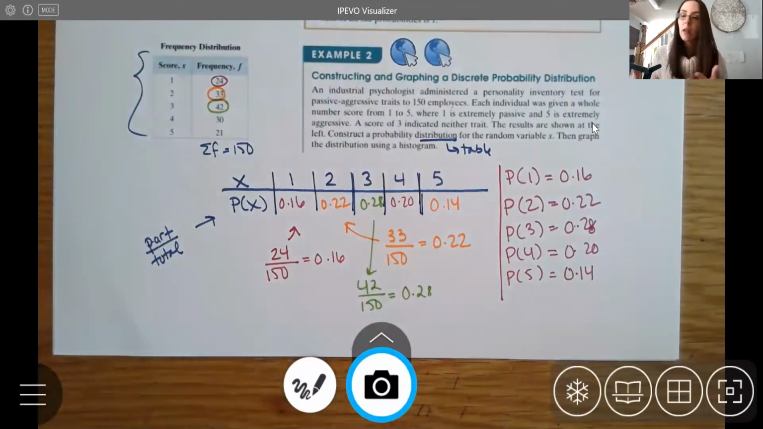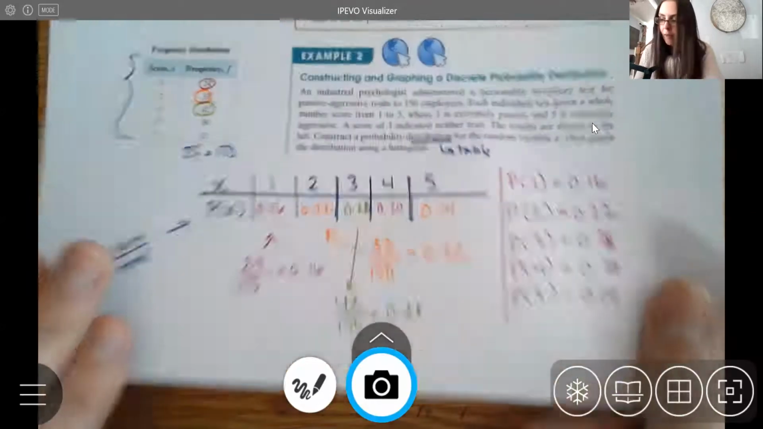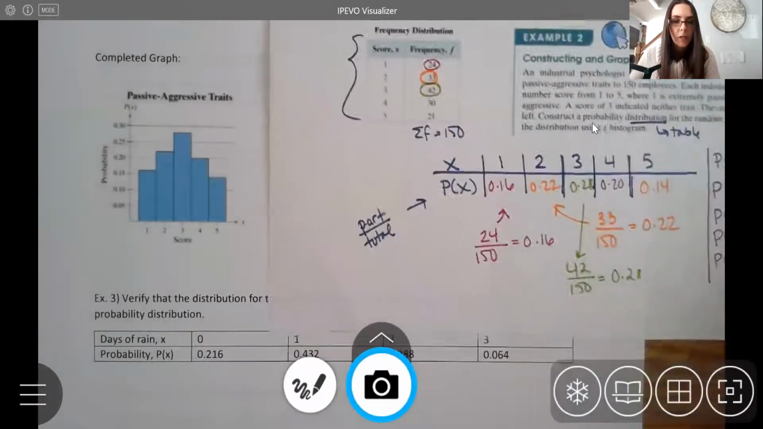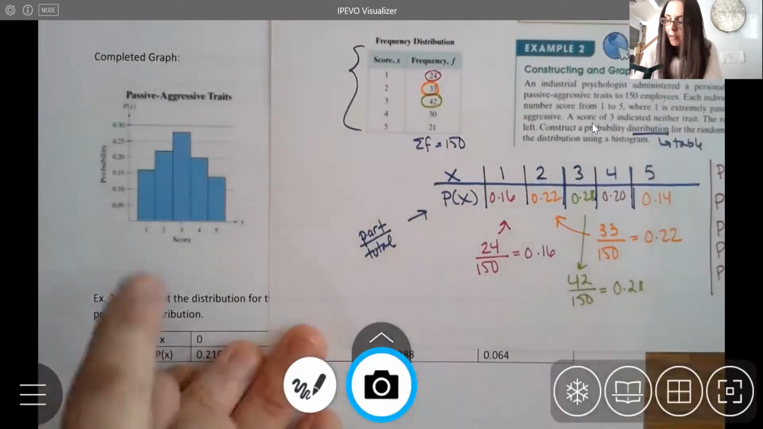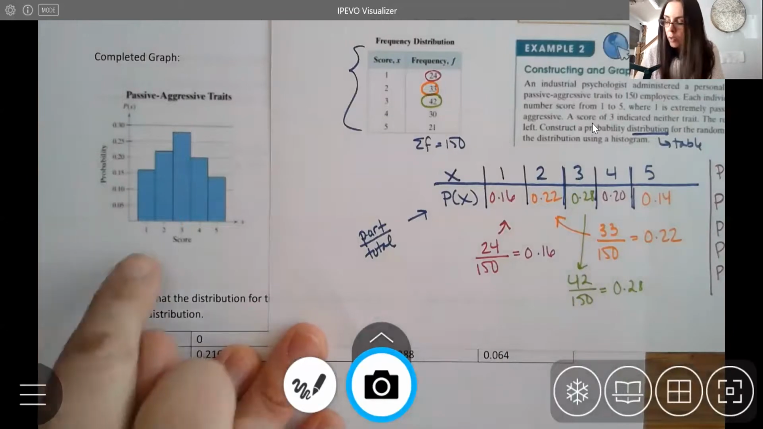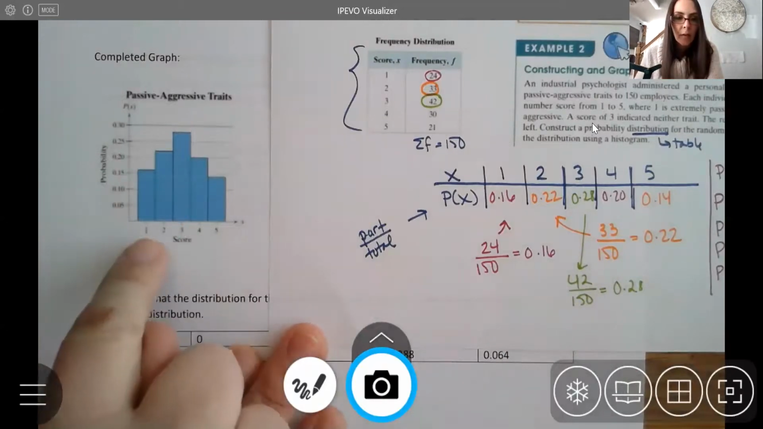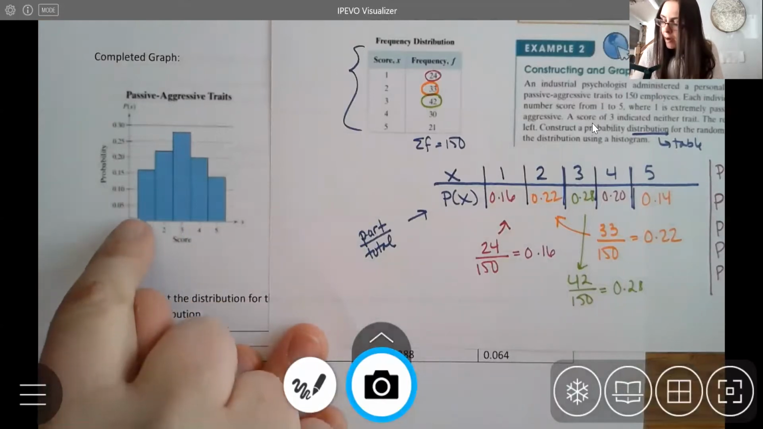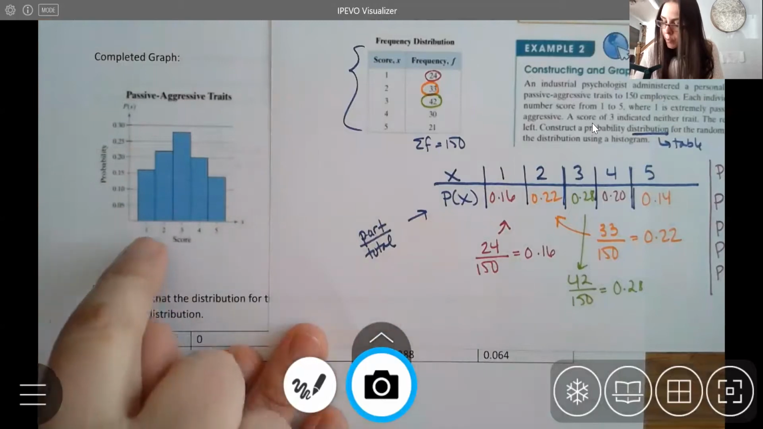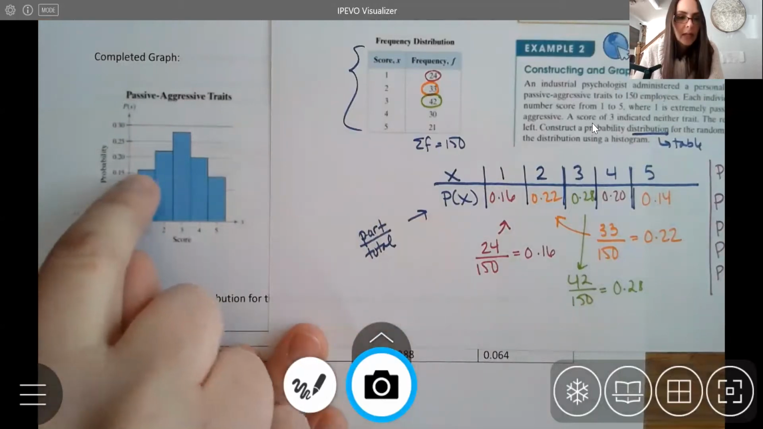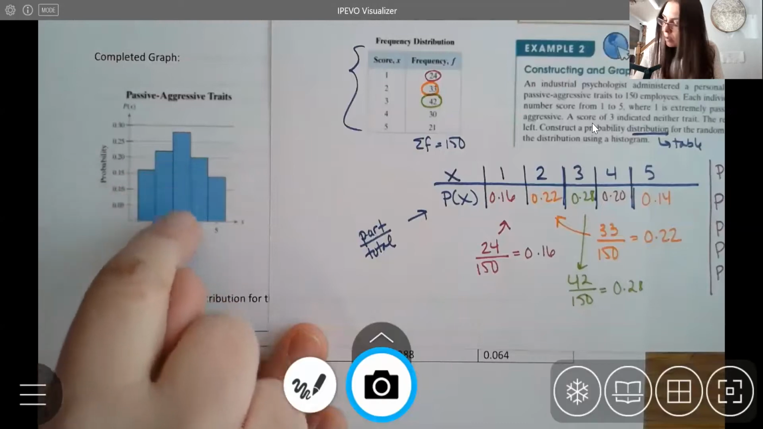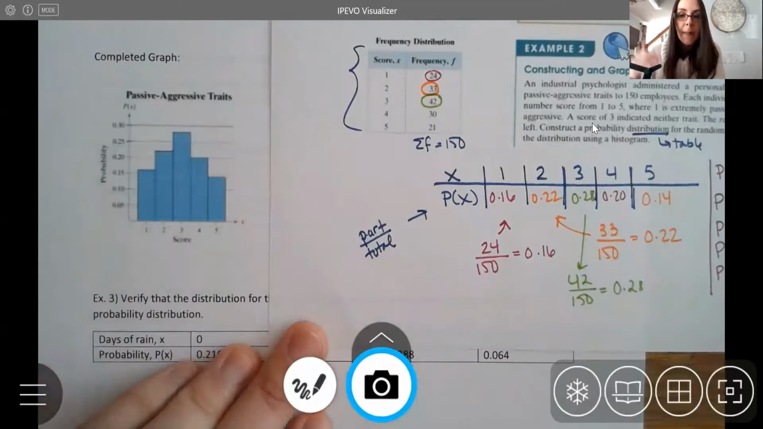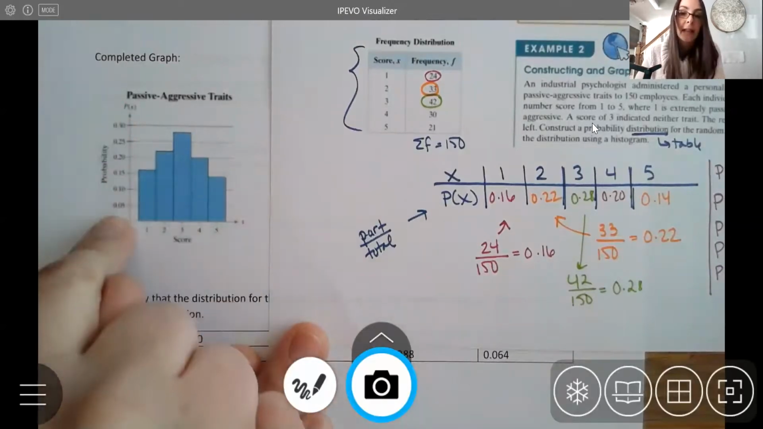Now we can also go ahead and graph this. So I'm going to go to the next page. I have the graph already done for us. So here's our graph. So notice that on the bottom here, instead of having classes or class midpoints, you just have the scores here. So our x values, 1, 2, 3, 4, 5, and they're basically sort of just centered on those bars. And then vertically, you have your probability. So our first one was 0.16. So you can see it's a little bit above that 0.15. Then we had 0.22, 0.28, 0.20, and 0.14. So the heights of our bars match those probabilities, which are given here on the left.